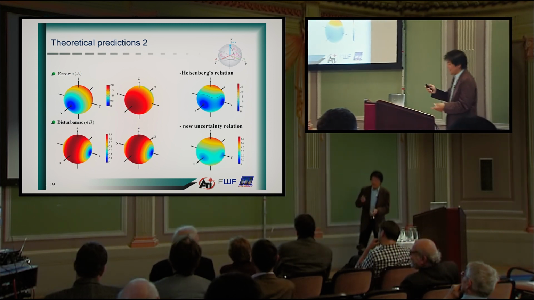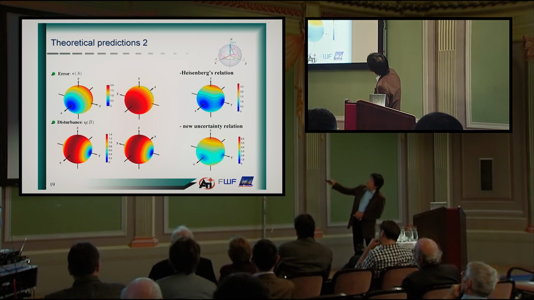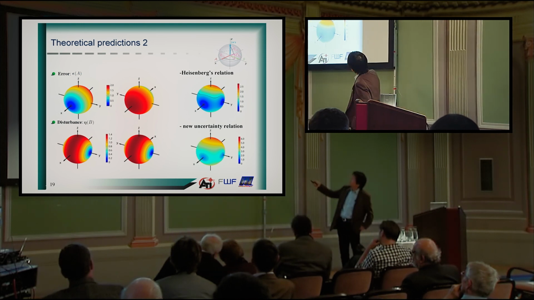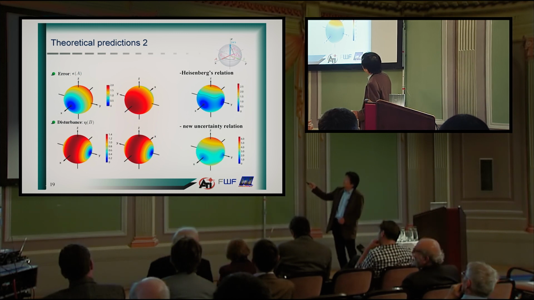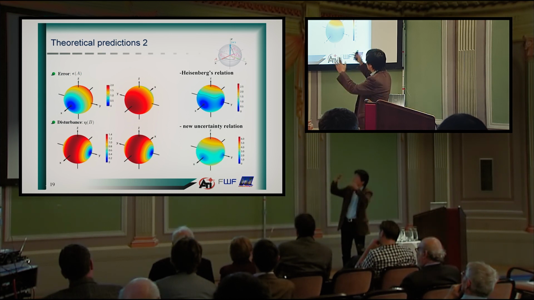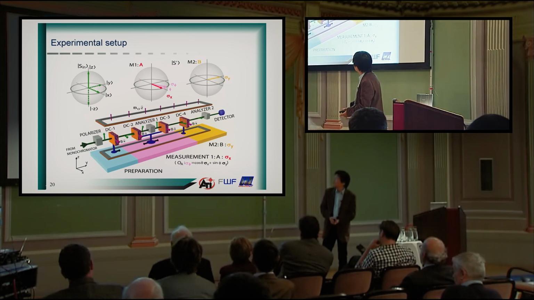Good. Then this is Heisenberg's relation. In this region, this is the border of the Heisenberg's uncertainty relation. In this region, the Heisenberg product is smaller than the border. Then the new uncertainty relation derived by Ozawa is always larger than the border. Okay, let me see if it works.